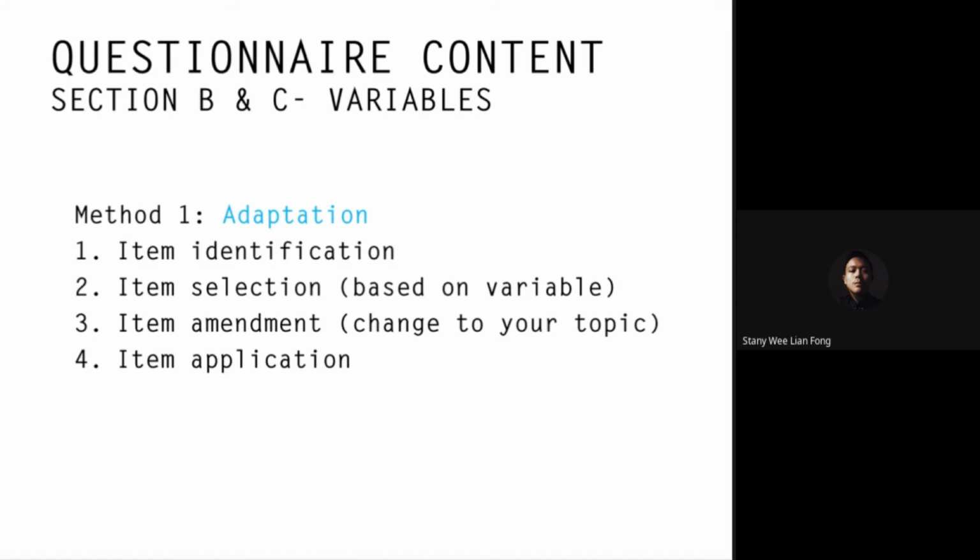For example, the question that you found is about fast food, and your topic is about healthy food. So when it comes to step 3 under adaptation, what you can do is change the question to your topic. Change the words fast food to healthy food. And lastly, apply the questions into your questionnaire. This is the first method.